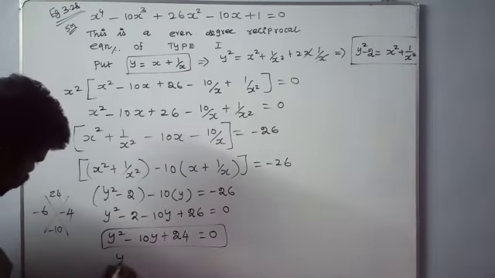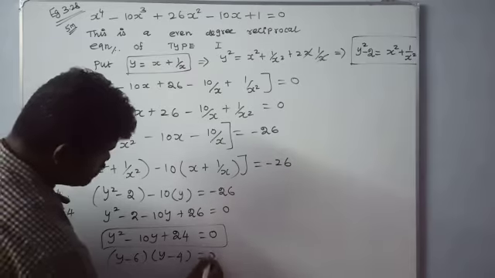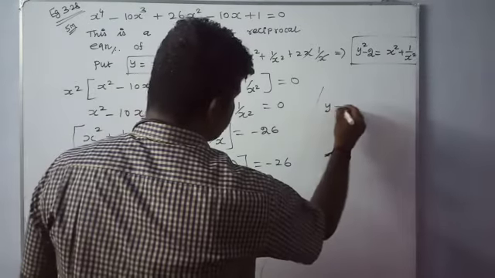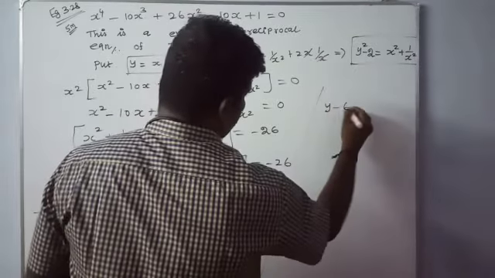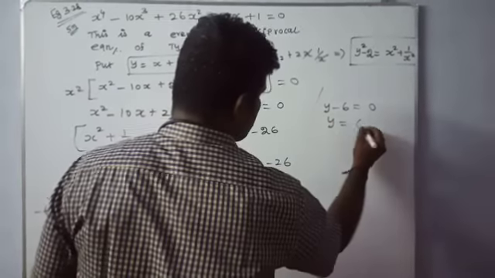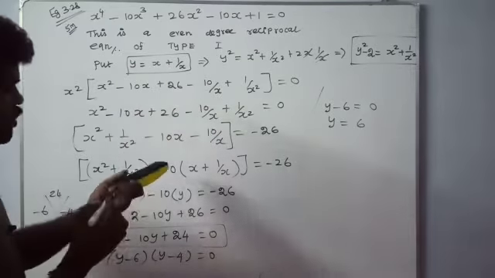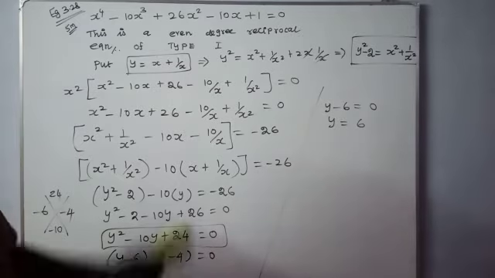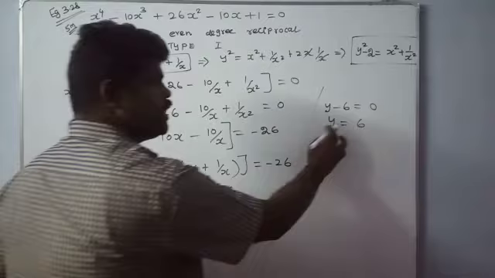So what is the value? y minus 6 and y minus 4 equal to 0. Therefore y minus 6 equal to 0 is a factor. Therefore y equal to 6. Already we know what the value of y is: x plus 1 by x, because we want to solve the sum by the variable x. We want to find the answer x. Here y equal to 6.